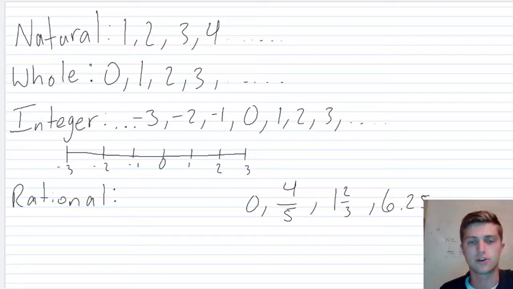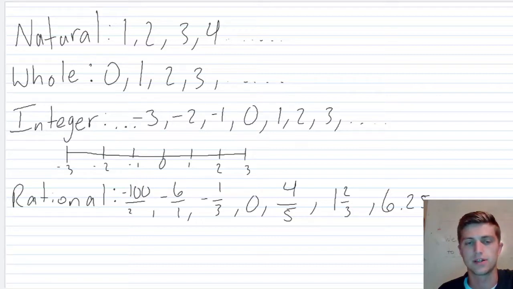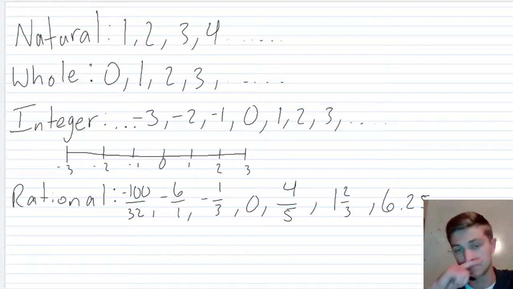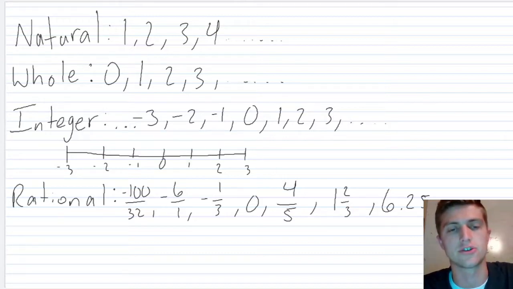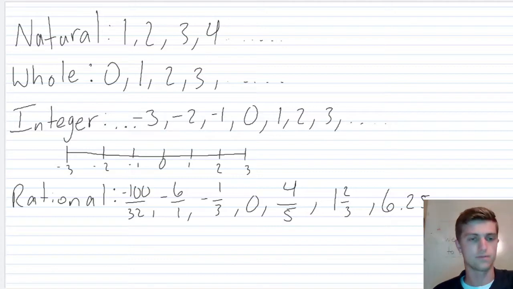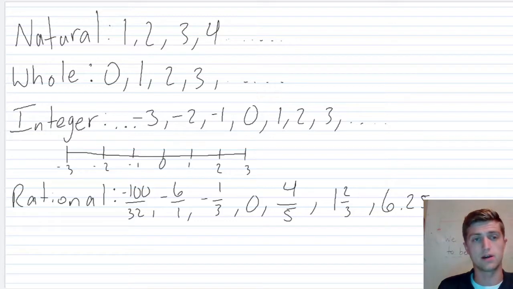We also have all the negative versions. We could have negative 1/3 if we wanted to, negative 6 over 1, negative 100 over 32. Whatever, it doesn't matter. As long as it can be written as a fraction one way or another, they are considered rational, positive or negative. And next we have irrational.